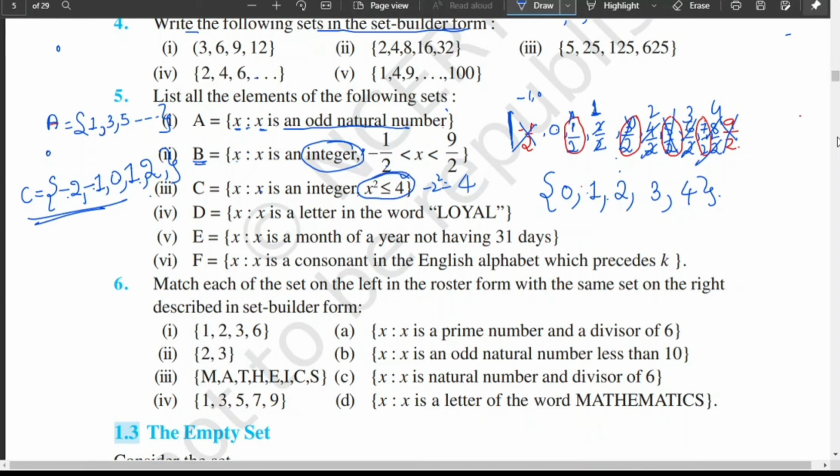Then D, x such that x is a letter in the word loyal. So this is an easy one. D equal to loyal, L, O, Y, A. L is already written, that's it. E is set where x such that x is a month of a year not having 31 days.